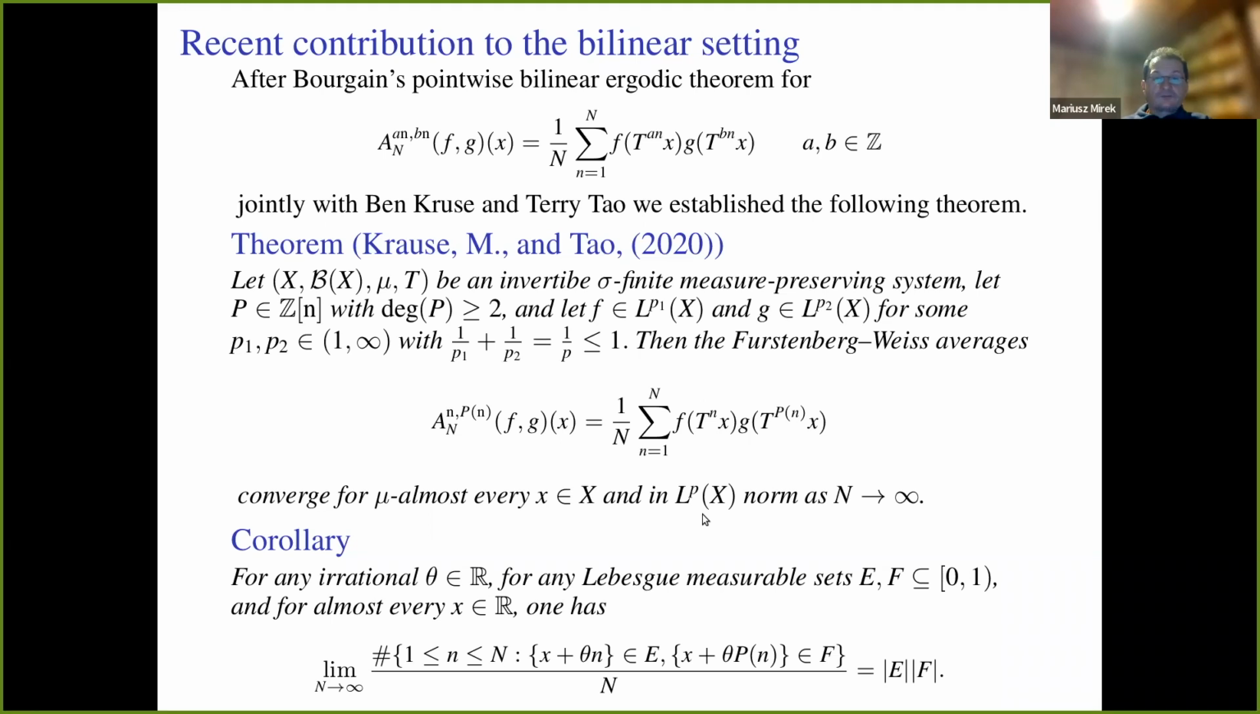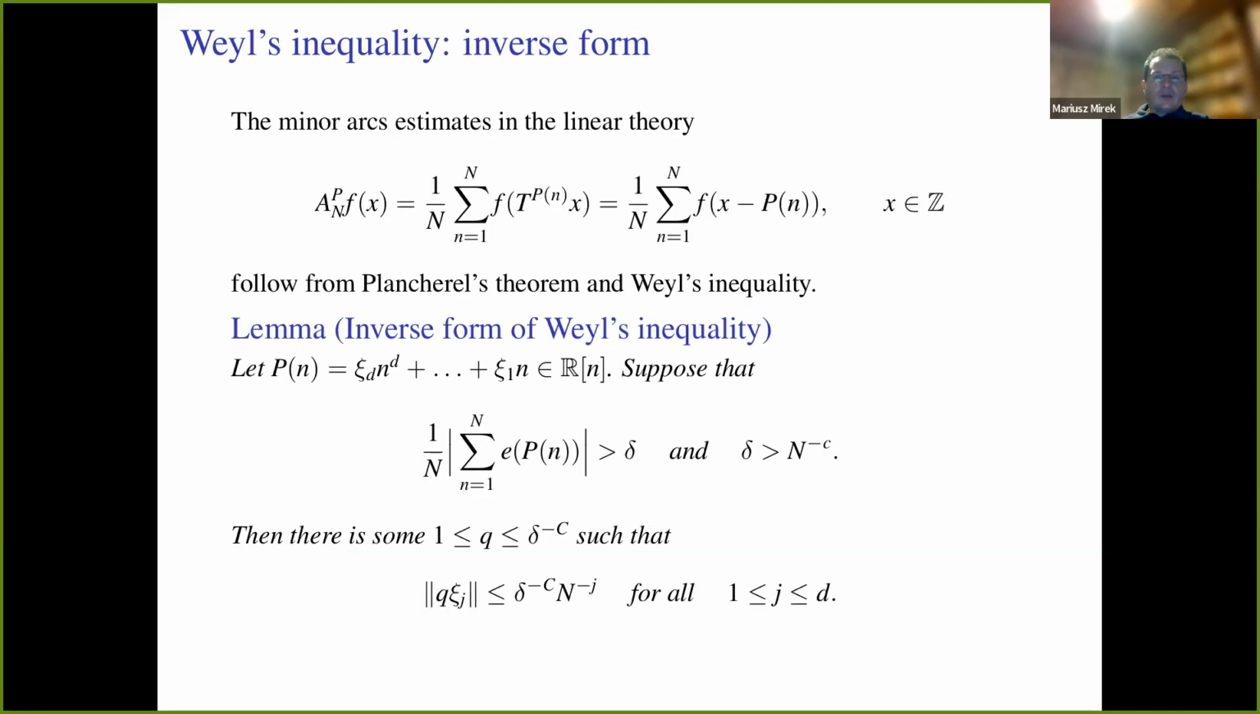This is a consequence of this theorem in particular. Let me tell you a few words about the proof, but let me start from the linear situation, for Bourgain's averaging operator, because I wanted to say something about the Weyl inequality in the bilinear setting. Let me start from the Weyl inequality and its application in the linear setting. The Weyl inequality played an important role in Bourgain's proof, and in particular we have an inverse form of Weyl's inequality, which is very useful in this kind of problems.